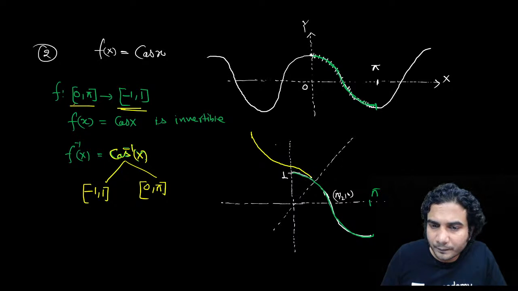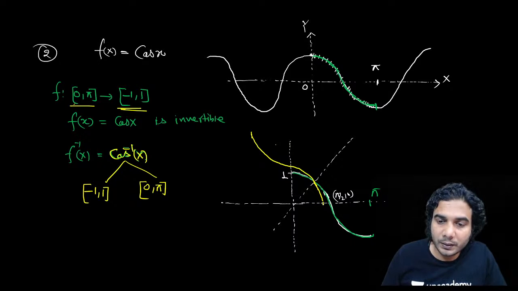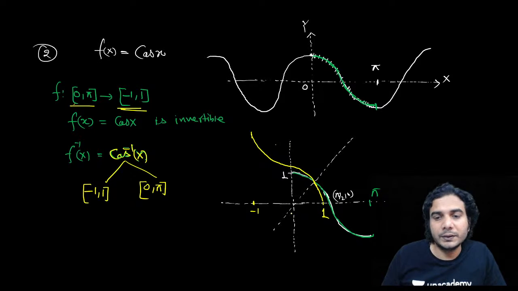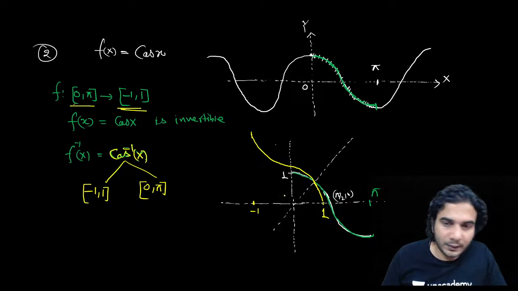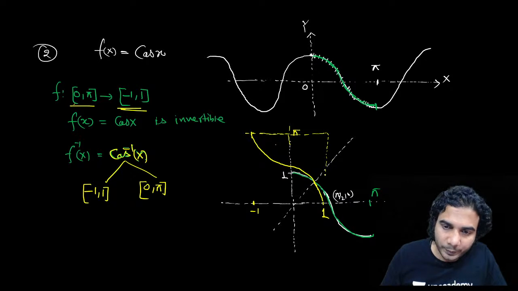The graphs of f(x) and f inverse(x) meet each other at the y = x line. So this point is -1 and this point is +1. So that is going to be the graph of cos inverse. And this range is 0 to pi. So this point is going to be pi. The graph of cos inverse will lie in this box, the box whose domain is -1 to 1 and range is 0 to pi.